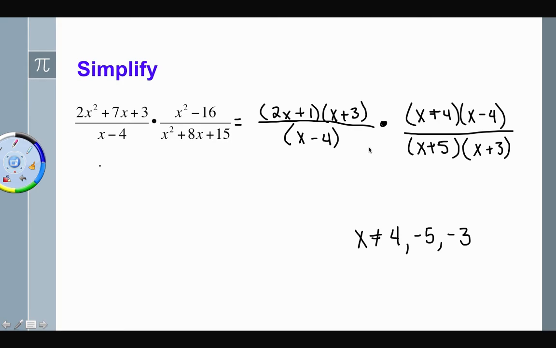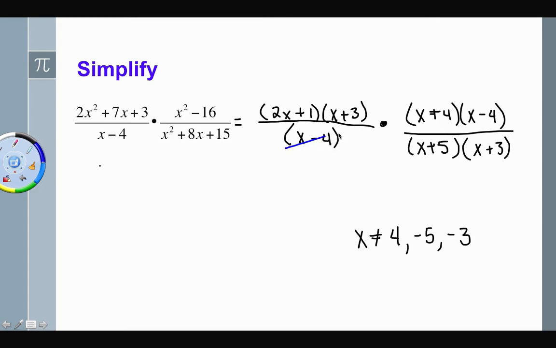Now I'm going to go through and cancel anything from the top and bottom. Now remember, multiplication is straight across, which means anything that's in the numerators on either side is going to remain in the numerator, and anything from the denominator is going to remain in the denominator. So I can cancel anything from the top and anything from the bottom.